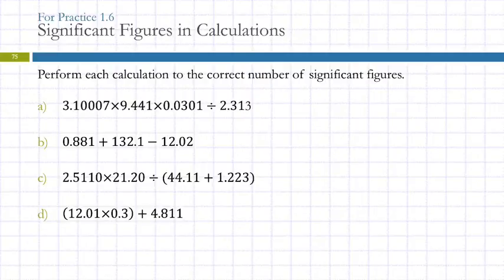So we want to do this. This first one is multiplying and dividing. We don't have to worry about combinations or anything. We can just do the math and write down the final answer first. So 0.10007 times 9.441 times 0.301 equals.